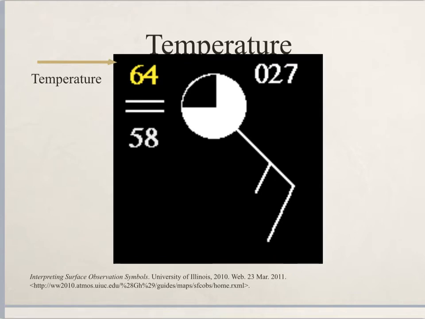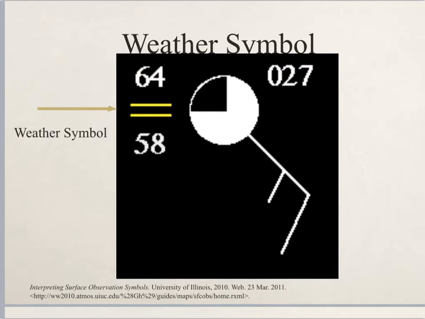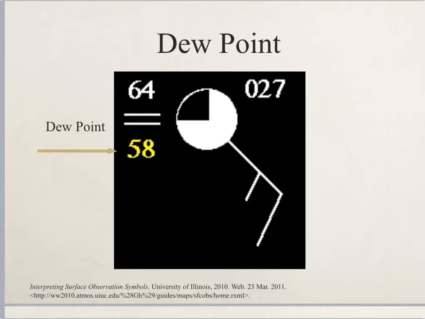Each weather station is going to have a circle, and on each corner of the circle will give you specific types of data. In the upper left-hand corner, and always in the upper left-hand corner, you'll get temperature. So this number 64 represents the temperature. So this weather station has a temperature of 64 degrees. Just below the temperature is the weather symbol. In the bottom left-hand corner, the number here represents the dew point temperature.